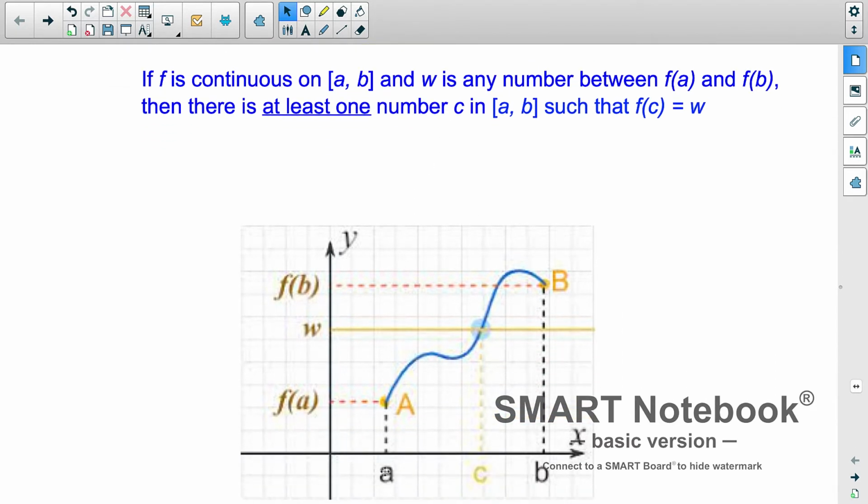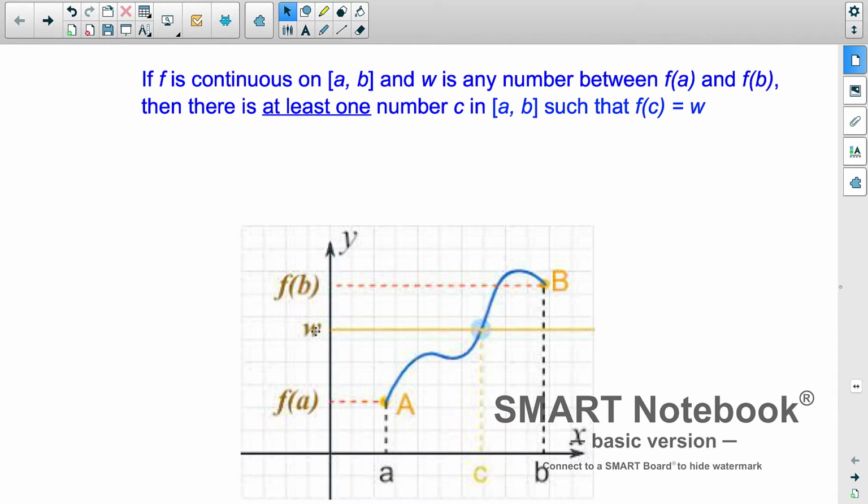So if that's the case, and if w is any number between f of a and f of b, well look, f of a is the output for this a value, right? The y value is right there. And the output for this b, or the y value for that b, is right here. And if w is between them, yes, w is between them, then there must be at least one number, c, within that interval, such that f of c equals w. Yeah, here's c, it's between a and b, and f of c, or the y value for c, is w, which falls between f of a and f of b.